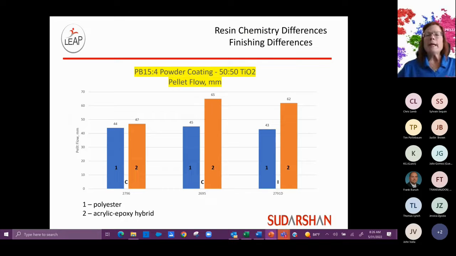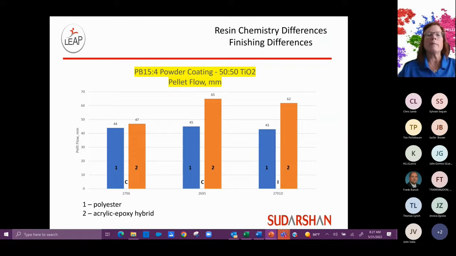So if we shift gears a little bit and compare the same type of crystal modification in different chemistries, here we're taking a look at two different chemistry types of powder coating formulation and comparing the property of pellet flow between these two formulations. In this particular case, I have two coatings grades and one ink grade in the comparison. The number one formulation is a polyester-based powder coating, and the number two is an acrylic epoxy hybrid formulation.